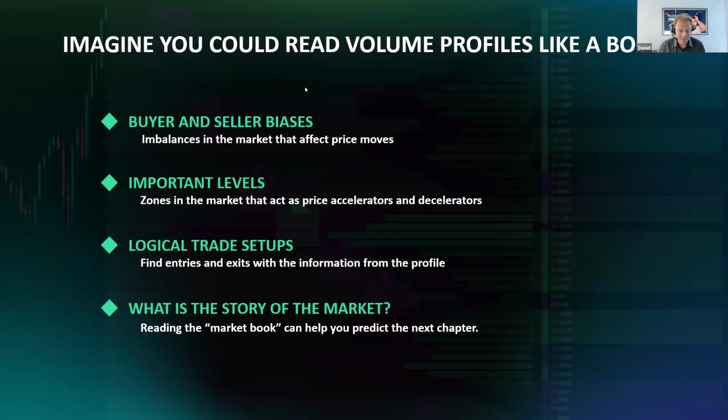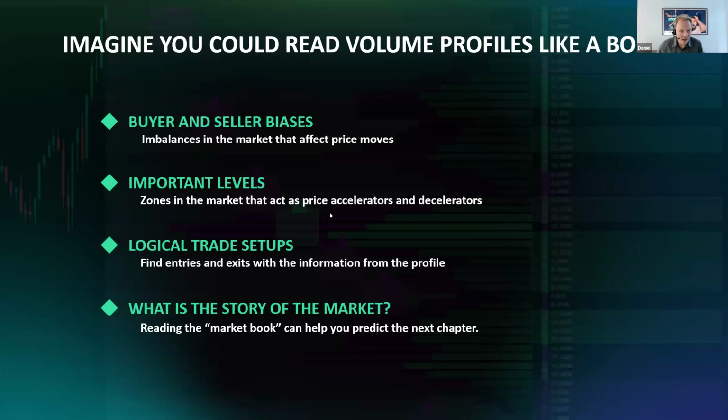Well, first off, what a volume profile really allows you to do is to read the book of the market. This may sound esoteric, but it will give you a lot of context. What do I mean by this? Well, you can see where there is, for example, a bias towards buyers or sellers, if you have these imbalances between buy volume and sell volume. Important information to see in which direction price may have a bias. Of course, you can see these important levels of high volume nodes and low volume nodes, which can act as accelerators, these low volume nodes, or decelerators if it's a high volume node.